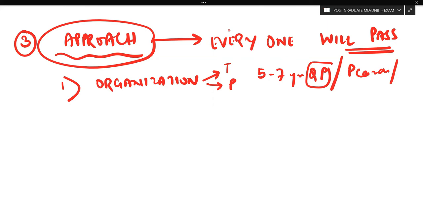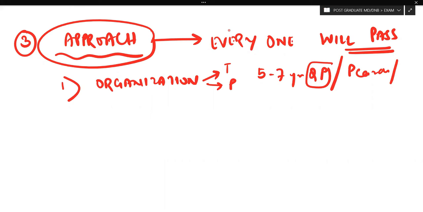And believe me, if you are not organized, then you are never going to remember things one day before the exam. So you have to be organized. You should know from where, which question. Because see, there are so many questions.